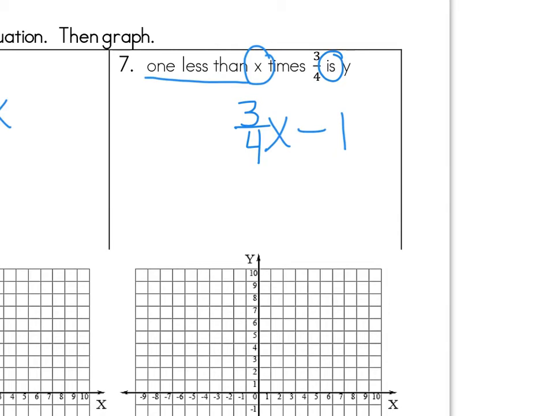is, there's my equal sign, y. And I could put the equals y at the end here or at the beginning. It really doesn't matter because they're the same. So y is the same thing as that. I'll put that at the beginning.